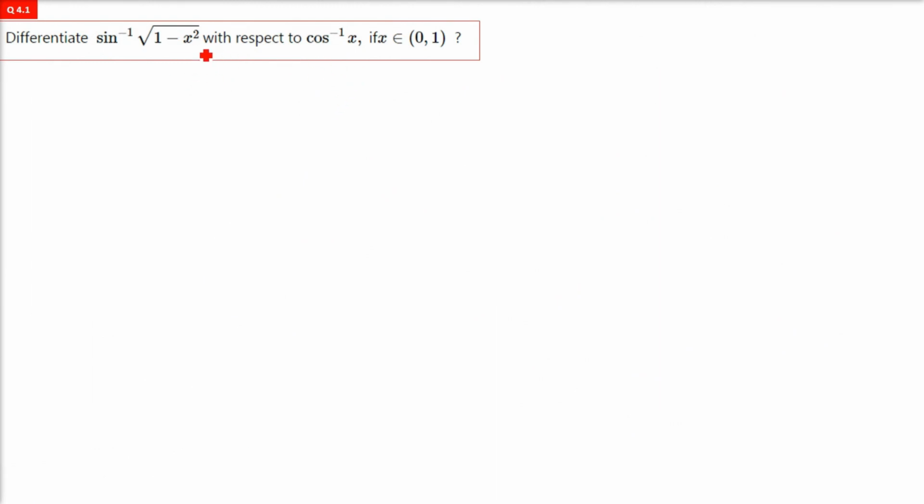Now this kind of question, we have x belongs to 0 to 1. So u is equal to sine inverse of root 1 minus x square, and v is cos inverse x. So we will put x as something so that we can simplify this, because x is also given to be between 0 and 1.